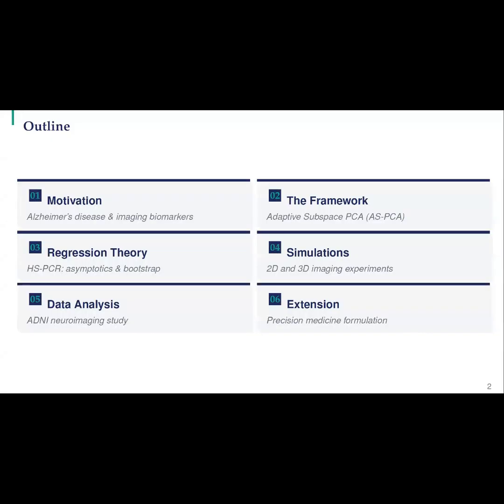I'm going to motivate the question with some imaging data, but also maybe a little more generally. I'll talk a little bit about the overall framework that we'll be looking at. It's a PCA-related framework. Talk about regression theory, some simulations and examples using 2D and 3D imaging experiments, a data analysis, and then a little bit of discussion on some extensions.